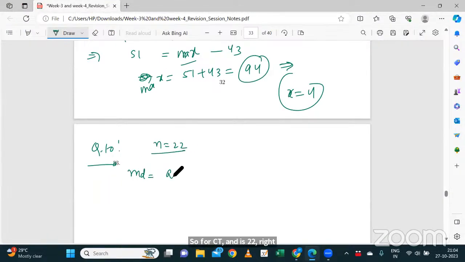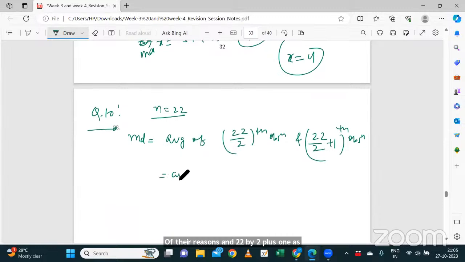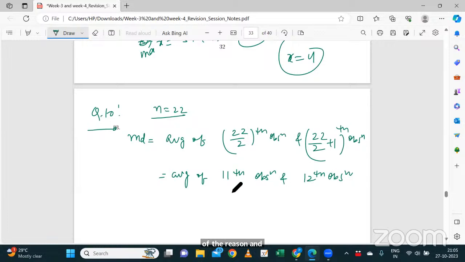The median is nothing but the average of the n by 2th observation and the n by 2 plus 1th observation. So the 22 by 2th, which is the 11th, and the 12th. So we have to find the average of the 11th observation and the 12th observation. Yes or no? Sometimes people make a mistake. They just take the average of 11 and 12. No, we have to take the average of the 11th and 12th observations.